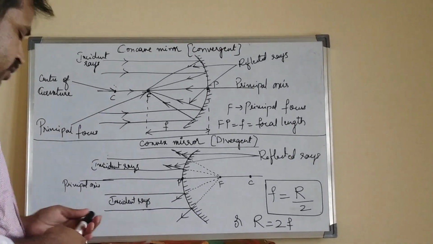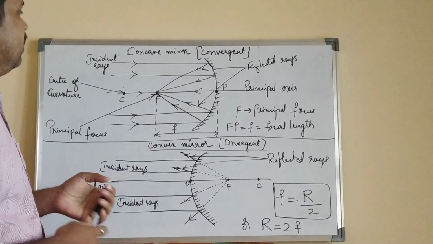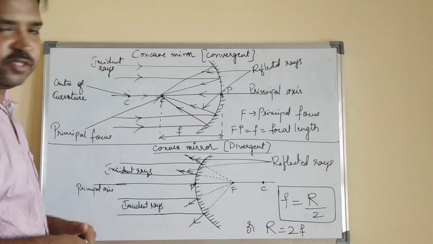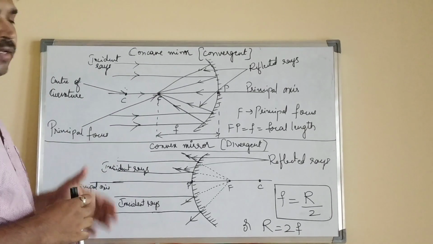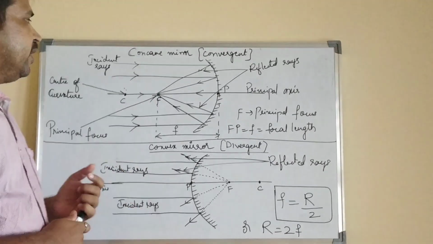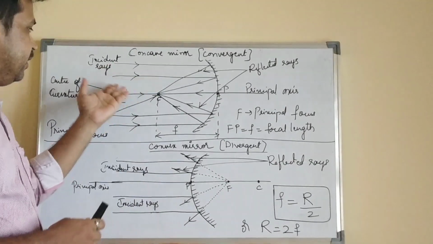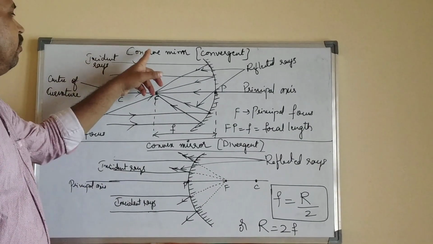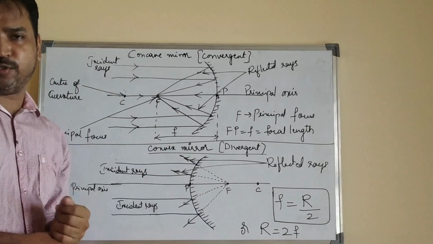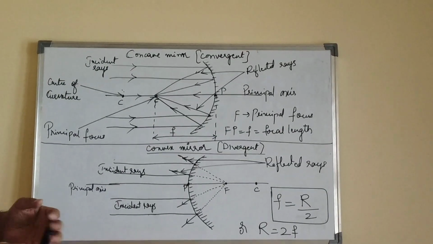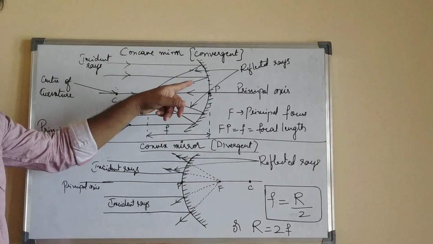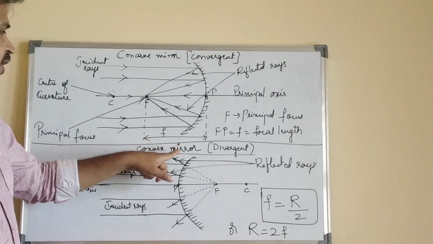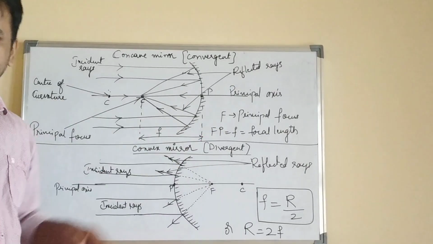Okay, so moving further, we have a detailed discussion of how exactly the incident ray and the reflected ray travel, or in general how the reflection happens in both concave mirror and convex mirror. Now, concave mirror is also called a convergent mirror. Convex mirror is also called a divergent mirror.